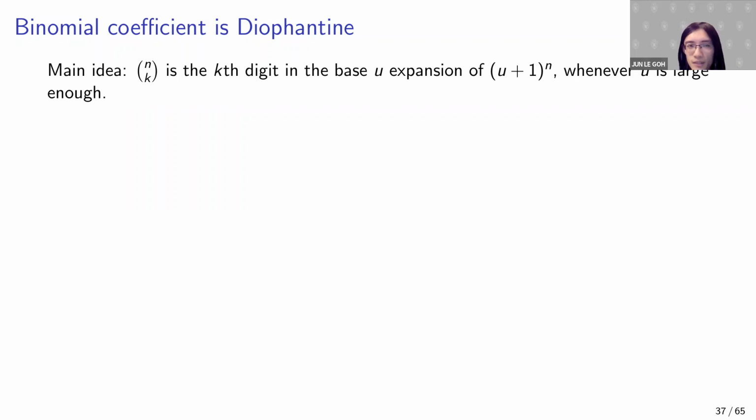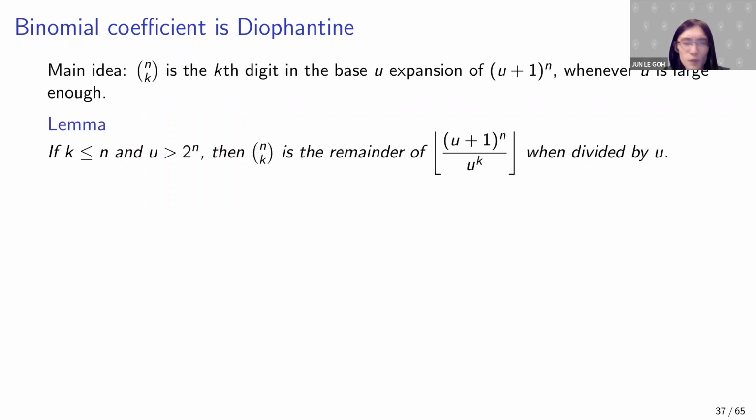The formal statement is as follows. If you have k less than or equal to n, so that's the only case where we care about the binomial coefficients, right? And if u is greater than 2 to the n, then the binomial coefficient n choose k is the remainder of this number, which can be defined using the exponential function, when divided by u. The main point here is that this definition is Diophantine once we know that the exponential function is Diophantine, which we showed last time.